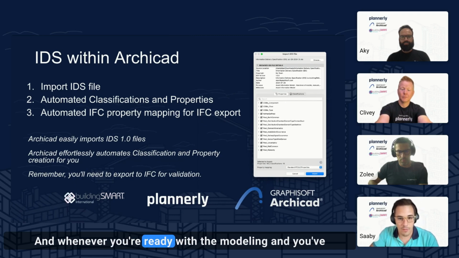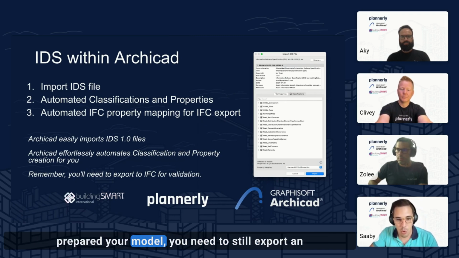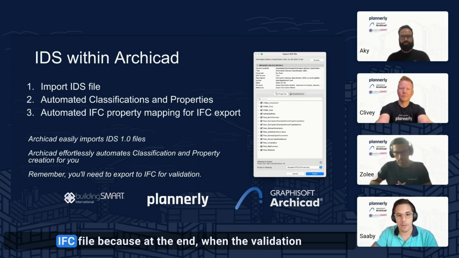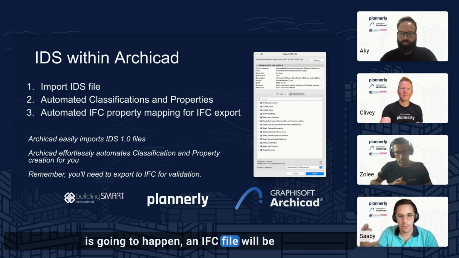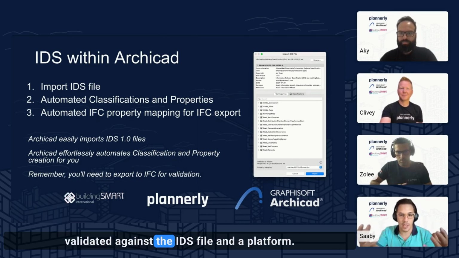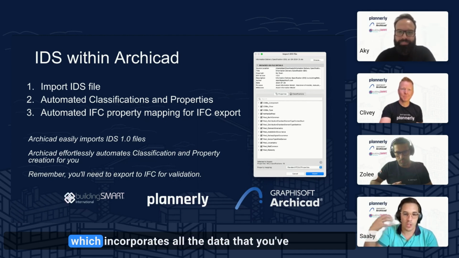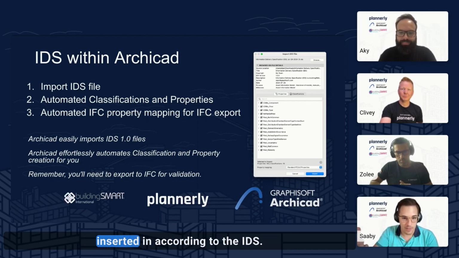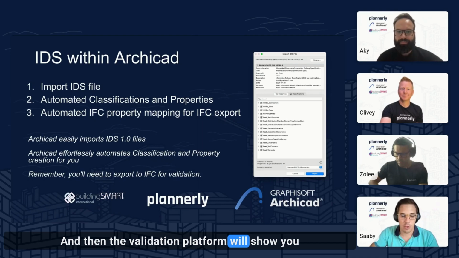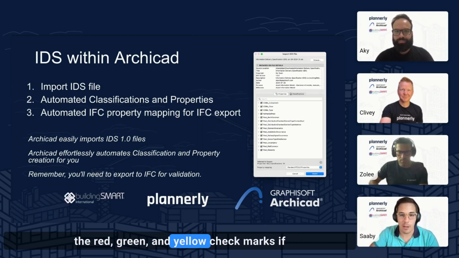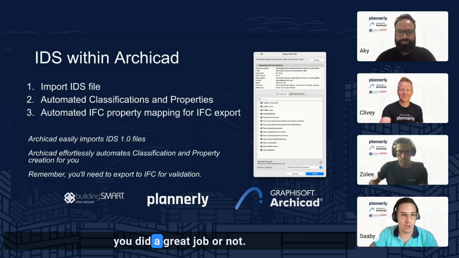And whenever you're ready with the modeling and you prepared your model, you need to still export an IFC file, because at the end, when the validation is going to happen, an IFC file will be validated against the IDS file and a platform. So we still need the IFC output, which incorporates all the data that you've inserted according to the IDS, and then the validation platform will show you the red, green, and yellow check marks if you did a great job or not.